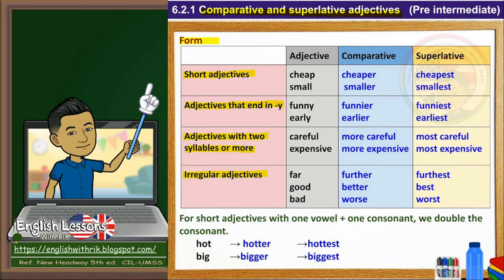For short adjectives with one vowel and one consonant, we double the consonant. Hot, hotter, hottest. Big, bigger, biggest.